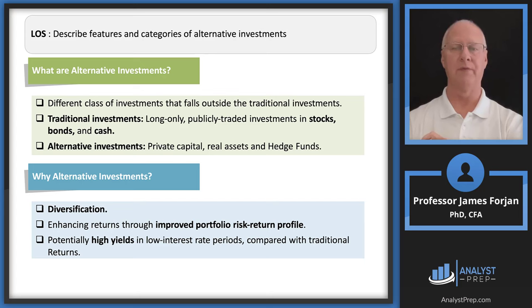I think if you just think of Harry Markowitz and trying to add alternatives into his equity universe and then the fixed income universe on the vertical axis, you'll be able to get the sense of where this fits into modern portfolio theory, going all the way back to the 1950s with Harry Markowitz.